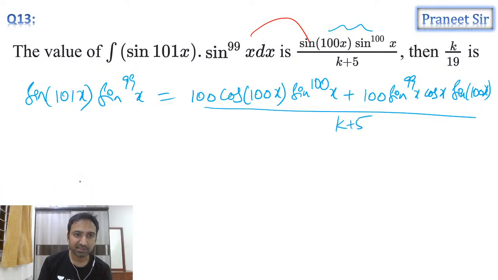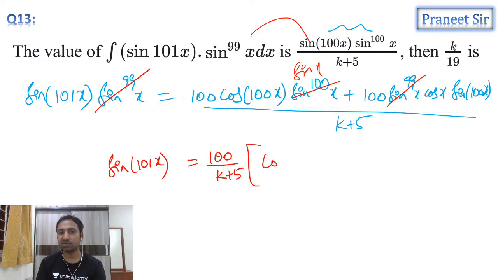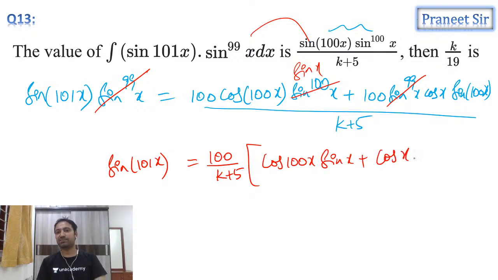So now tell me, guys, sine power 99x gets cancelled. How many times? Sine x times. How many times? One time. So now tell me, guys, 100 you can take common. 100 by k plus 5. Left hand side we get 101x. And here what we get is cos 100x into sine x plus cos x into sine 100x.